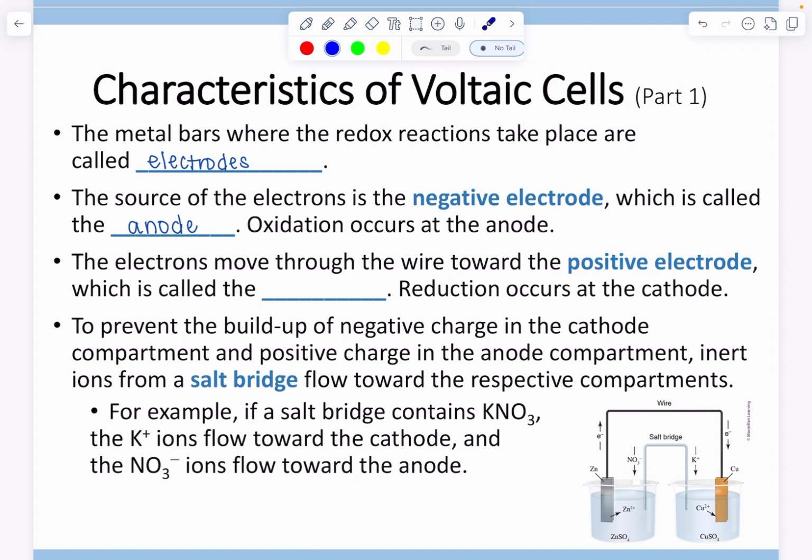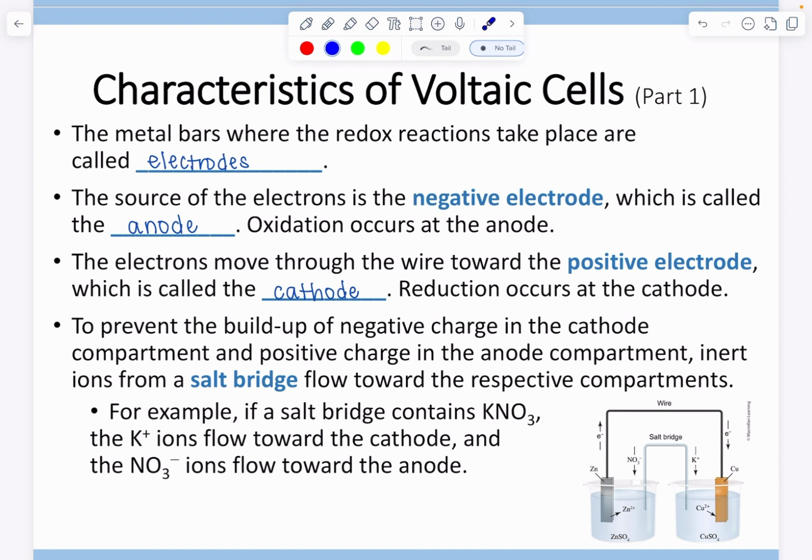Electrons move through the wire towards the positive electrode. The positive electrode is called the cathode. Notice the prefixes here align with anion and cation. Anion for negative. Negative electrode is the anode. Cation, positive. Positive electrode is the cathode. This is where reduction occurs. So with extra electrons flowing from zinc, copper in solution can gain electrons and become copper.